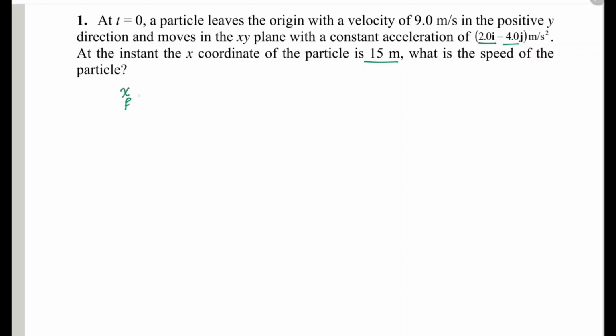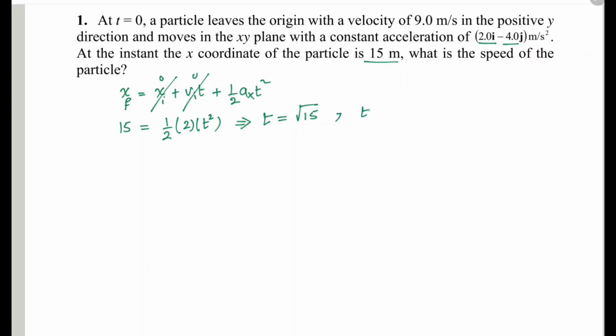x final equals x initial plus v initial t plus half a_x t squared. Now, starting from the origin and starting from rest, both are equal to 0. So x final here is 15, it's given, equal to half a_x, which is 2, times t squared, and from this t equals the square root of 15, or in other words t equals 3.87 seconds.